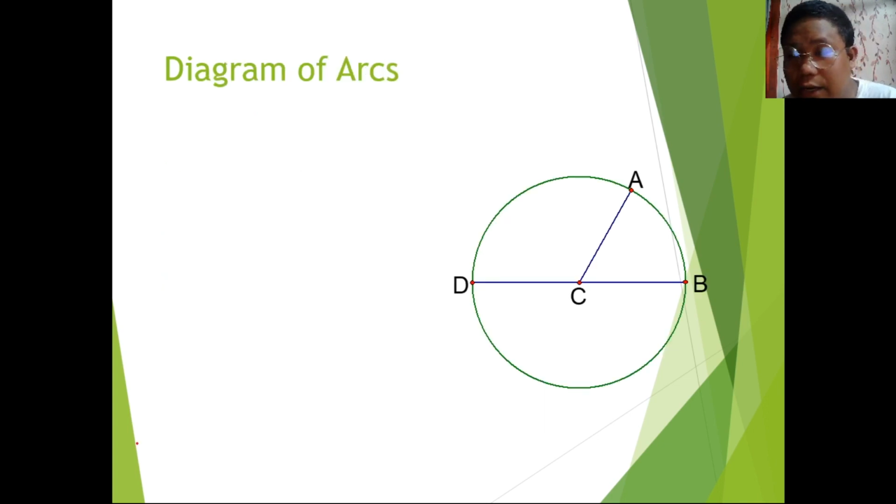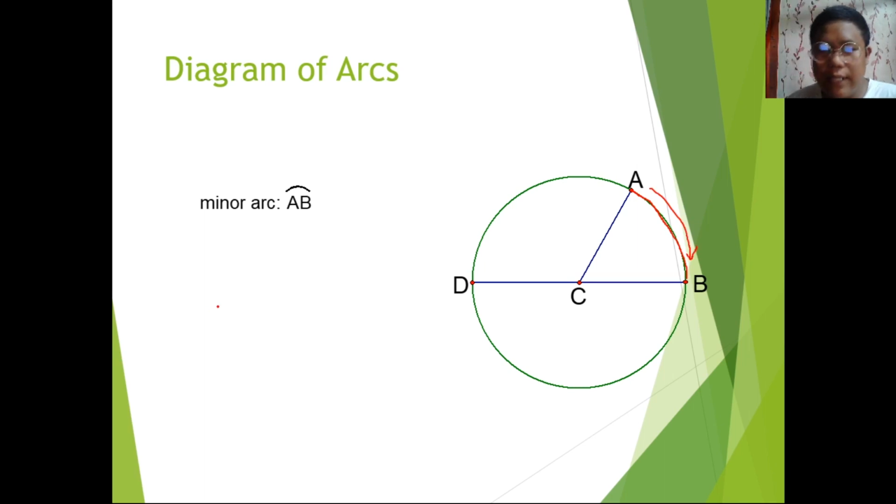This is the diagram of arcs. Okay, first is minor arc AB. Again, ang yahang symbol sa arc is paana kani, no? That is the minor arc AB. So how are you going to locate the minor arc AB? So muni from A to B. Oh, kana siya minor arc AB na siya.